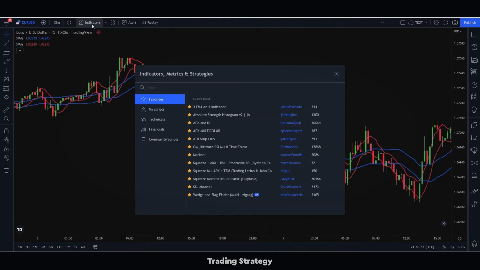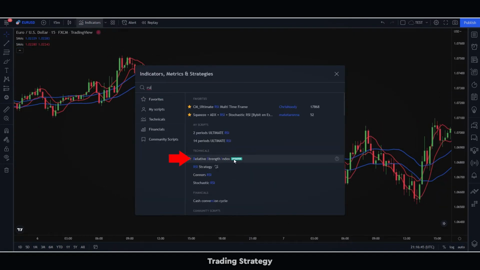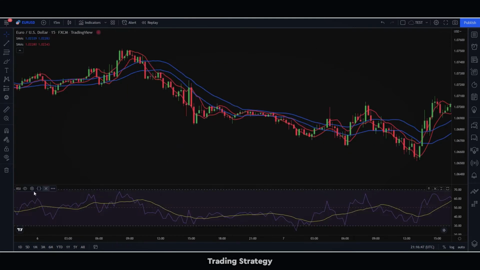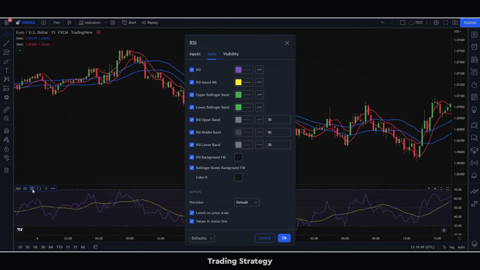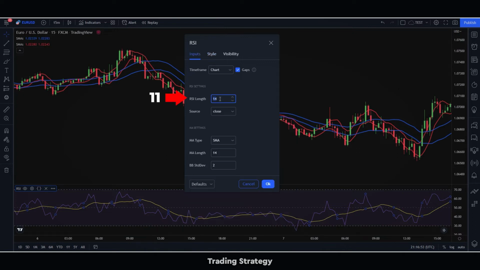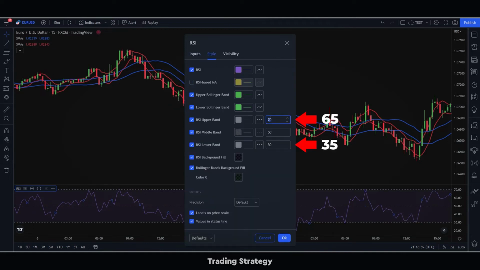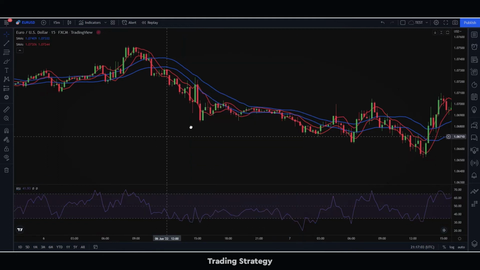Finally, we will select the RSI indicator. We will configure this indicator with 11 periods. We will disable the moving average, and we will set the overbought and oversold levels to 35 and 65.